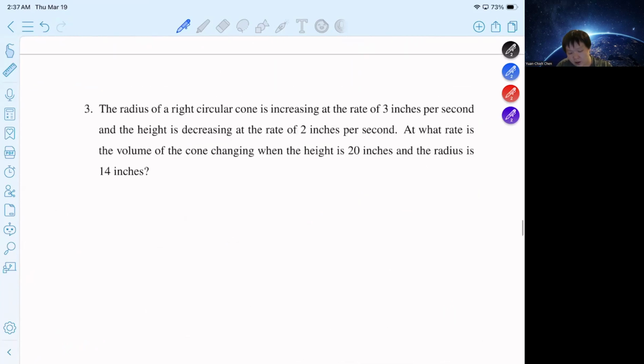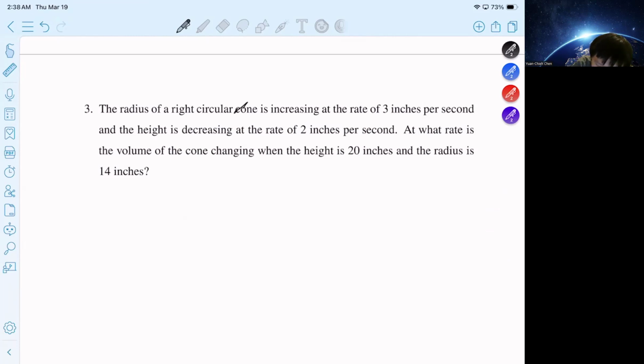So the radius of the right circular cone is increasing at 3 inches per second, and the height is decreasing at 2 inches per second. And what is the rate of change? So basically, I want to find the volume of the thing, and the radius and the height are both changing. It's not different from the previous case, the linear approximation. Now we have two things that are moving.